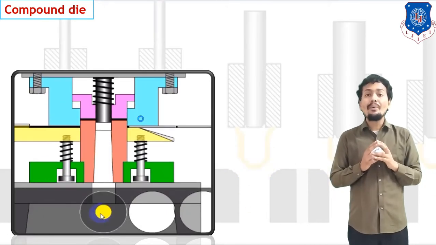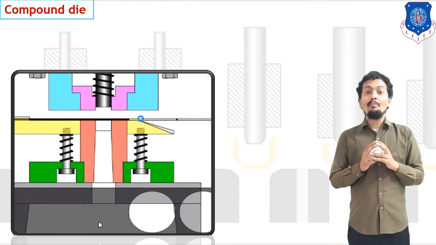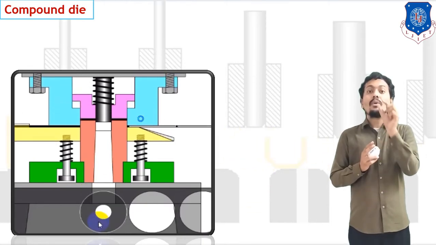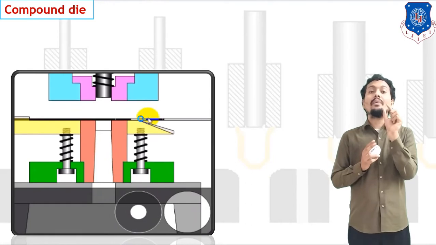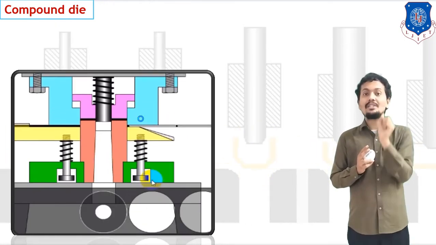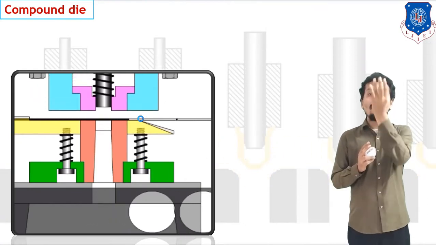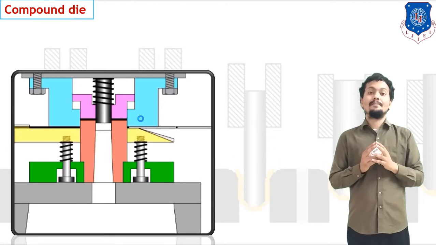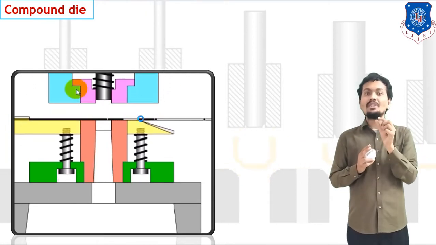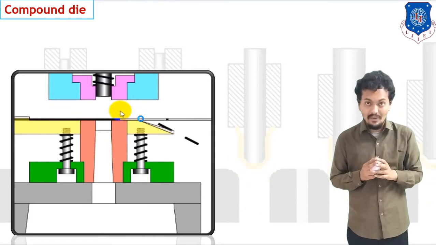So how does compound die work? Here compound die is used for making the washer. So for making the washer we require two operations. First one is punching and second one is blanking. So in compound die both operations can be performed at a single station. It means blanking and punching both operations can be performed at a single station, right?